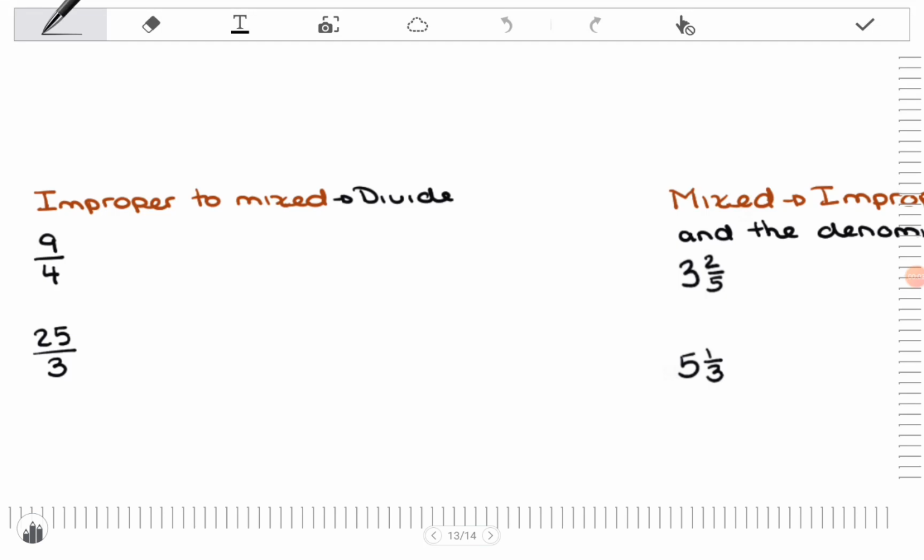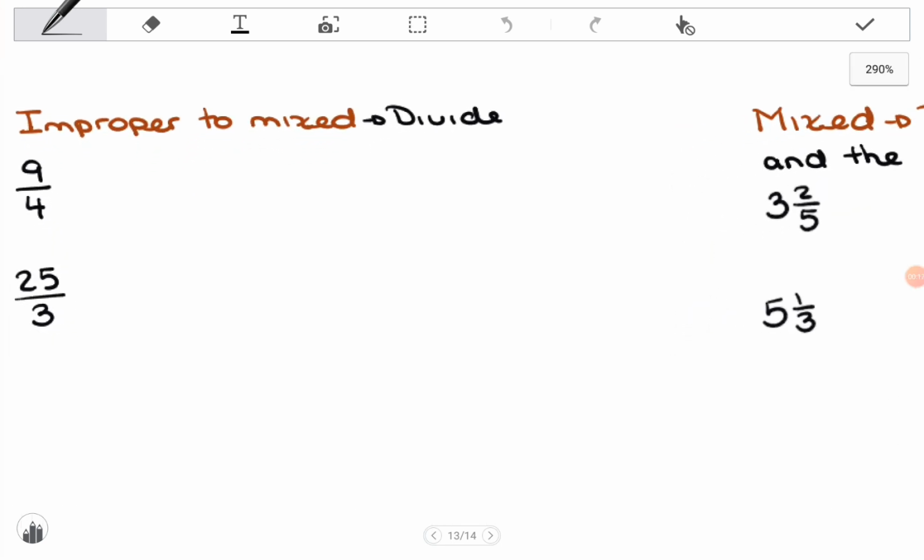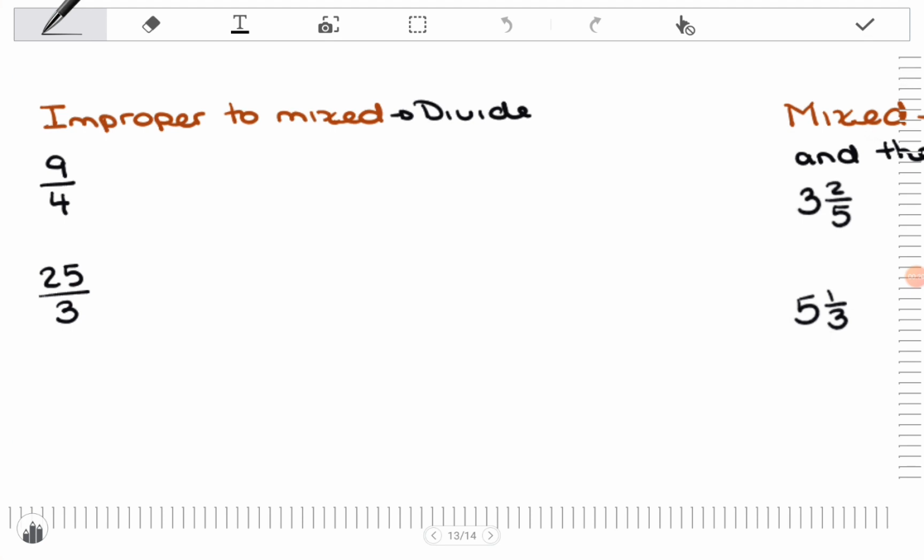Hello! In this video, we're going to learn a mathematical way to change an improper fraction into a mixed number and to turn a mixed number into an improper fraction. To do so, you need to know the difference between proper, improper fractions and mixed numbers. If you don't know that yet, please go and check it, and then you can come back to the video. So, let's start with the first one, that is from improper to mixed. And the only process is division.